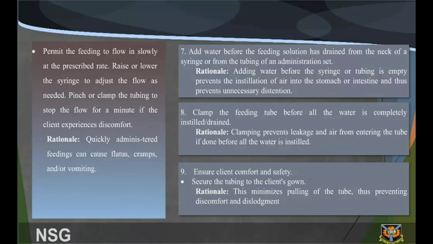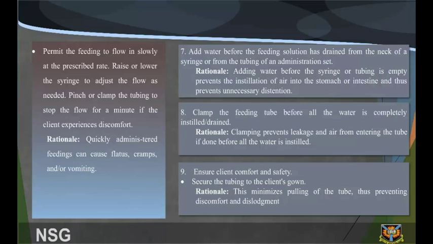7. Add water before the feeding solution is drained from the neck of a syringe and from the tubing of an administration set. Rationale: adding water before the syringe or tubing is empty prevents the instillation of air into the stomach or intestine and thus prevents unnecessary distension. Clamp the feeding tube before all the water is completely instilled or drained. Clamping prevents leakage and air from entering the tube if done before all the water is instilled.